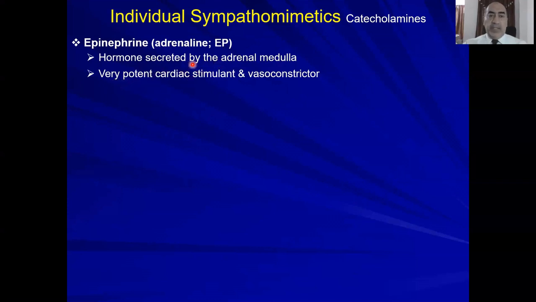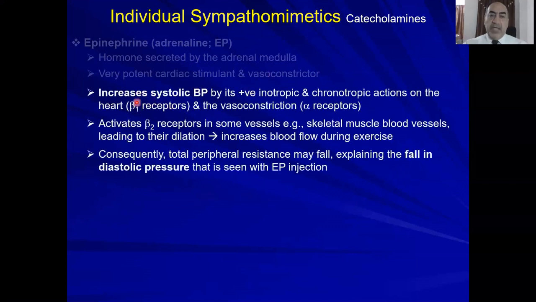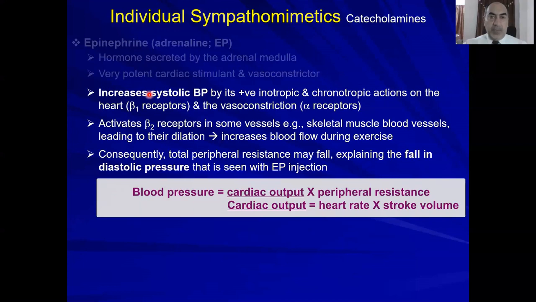It's a very potent cardiac stimulant. It activates, we said, the beta 1 receptor in the heart, so it will increase cardiac contractility and heart rate, and activate alpha receptors in the vascular beds, causing vasoconstriction. That's why its effect on blood pressure needs to be taken slowly. So on the systolic blood pressure, what happens? Blood pressure equals cardiac output times peripheral resistance, right? And cardiac output equals heart rate times stroke volume, right?